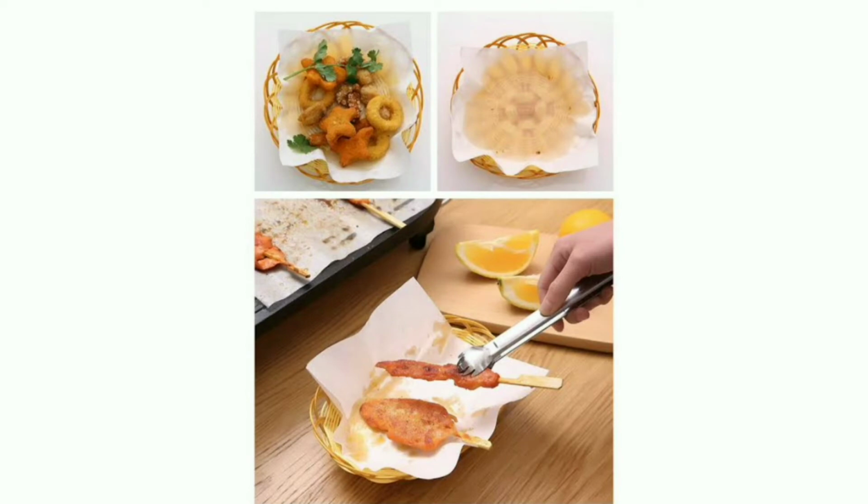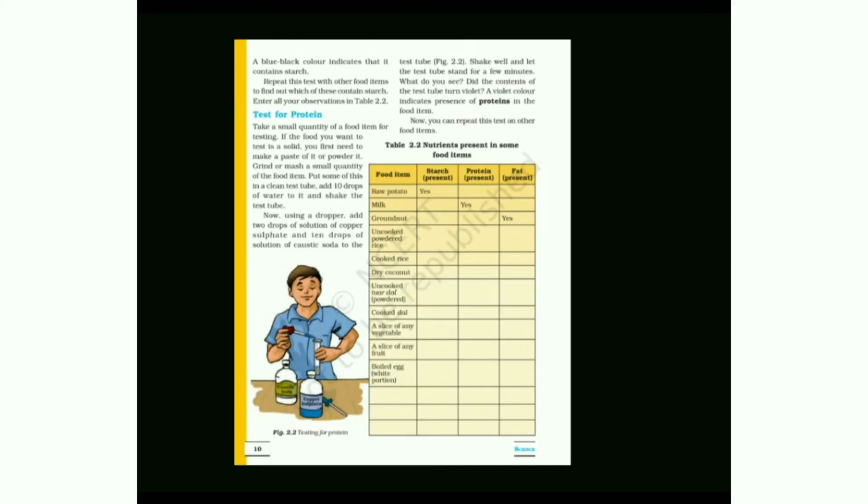The next test is the test of fat. When we eat some food in the market, they give us a paper and we put the food on it. After eating the food, you can see that the paper contains oil. So you can test the fat content of a food like that.